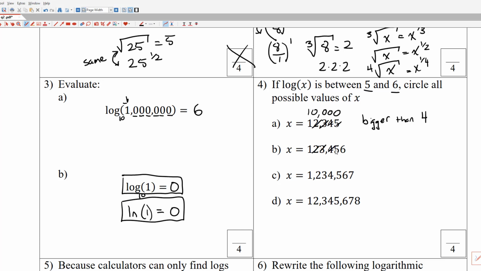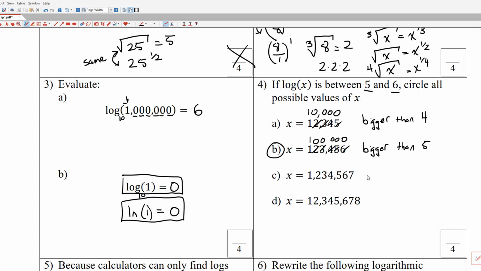What about for b? Again, I'm going to cross off all of these. Think of this as a 1 followed by zeros. How many zeros do we have? 1, 2, 3, 4, 5. This is going to be a little bit bigger than 5. And that's what we're looking for. We're looking for something that's between 5 and 6, which means a number bigger than 5. That is the only correct answer.